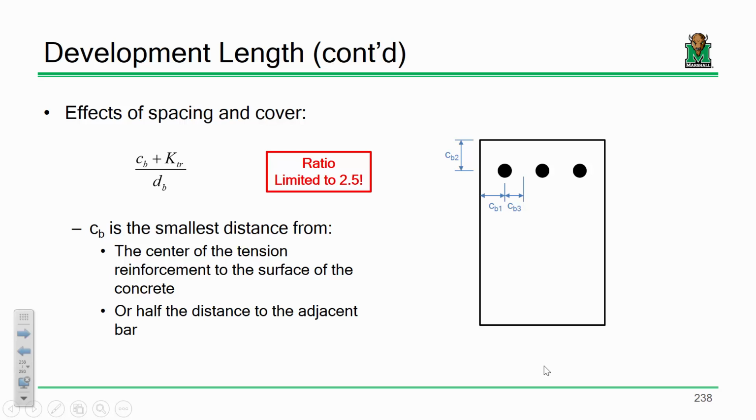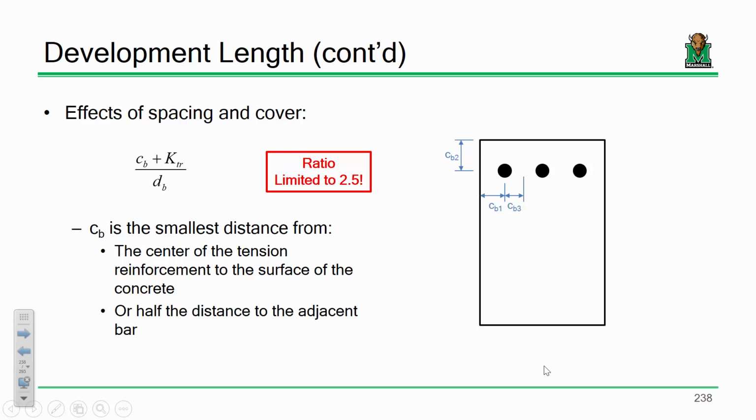Okay. Effect of spacing and cover. So this was that denominator in that equation. Now, we're going to do a few examples, and we're going to take them step by step in terms of complexity. So our first example, we're going to take this KTR value to be 0, so I'm going to lightly define that. But this C sub B value, what is this?